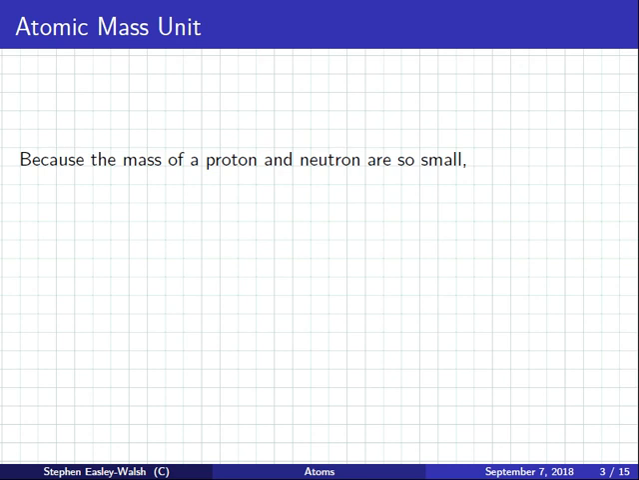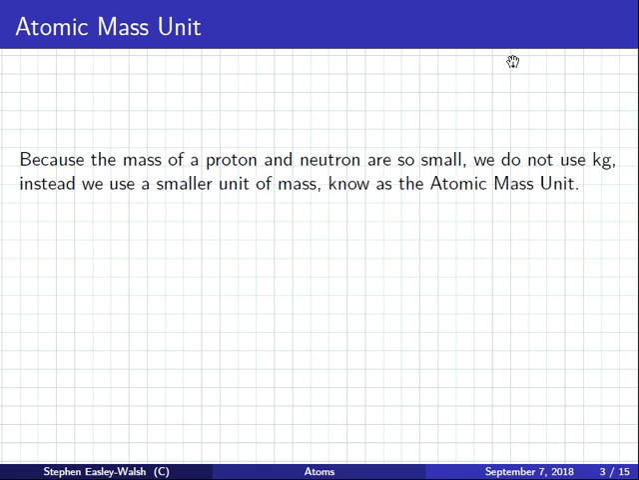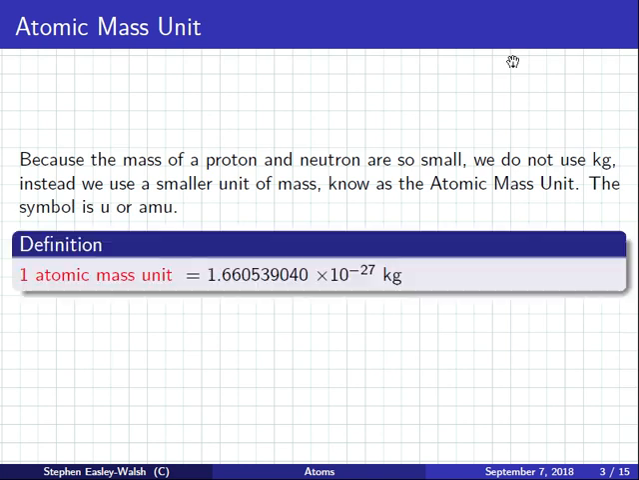Because the mass of a proton and a neutron are so small, we don't use kilograms. I mean, we could use kilograms, and we have used kilograms, but we use a smaller unit called the AMU, atomic mass unit. The symbol is just U or AMU, okay? And the definition is 1 AMU is this much in kilograms. So it's used to measure a very small amount of mass.